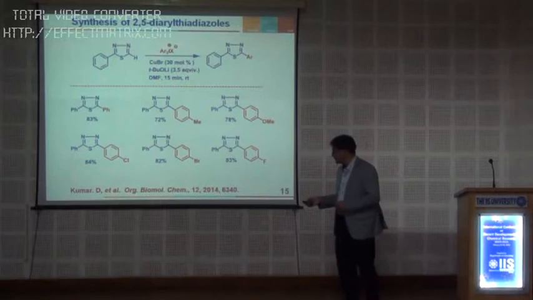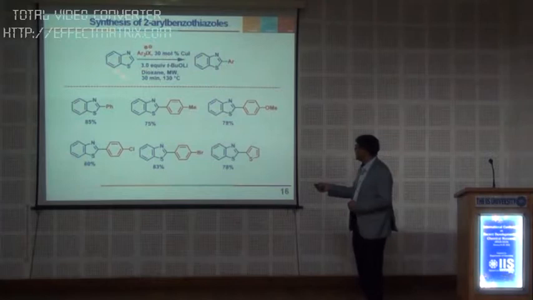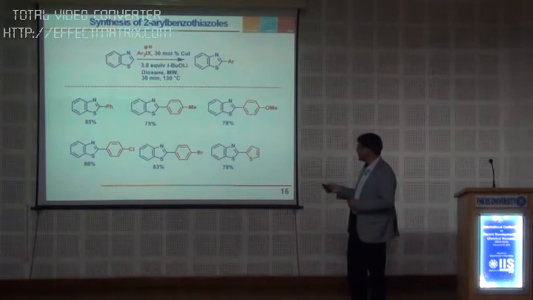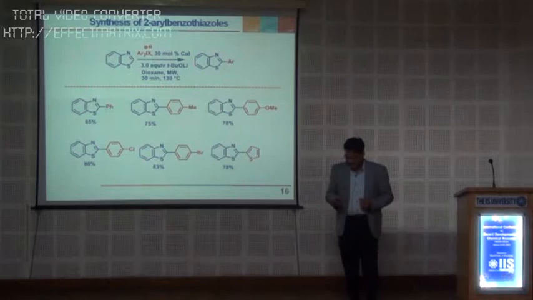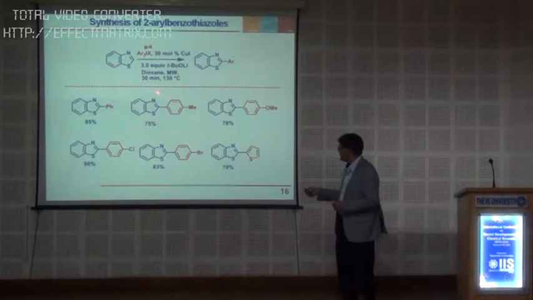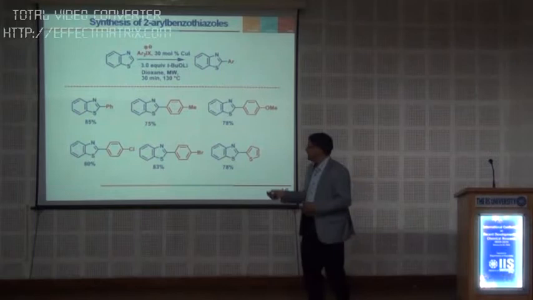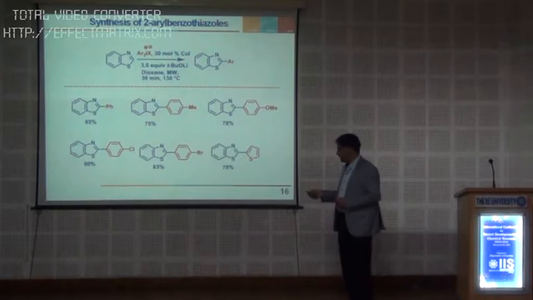Again, we tried to make the corresponding benzothiazoles under similar conditions, but here we found that DMF and DMSO both resulted in a complex mixture. But what we could see is that when dioxane was used as a solvent in the microwave, it led us to generate a diverse library of these arylated benzothiazoles. In the case of DMF and DMSO, we could find that this ring was opening up to generate two aminothiophenols.